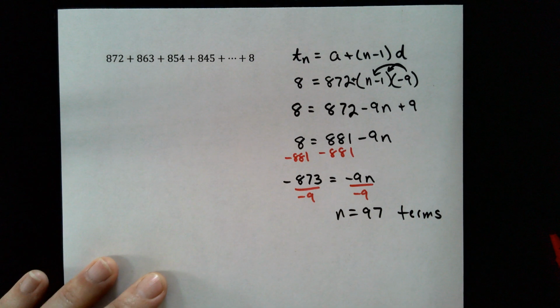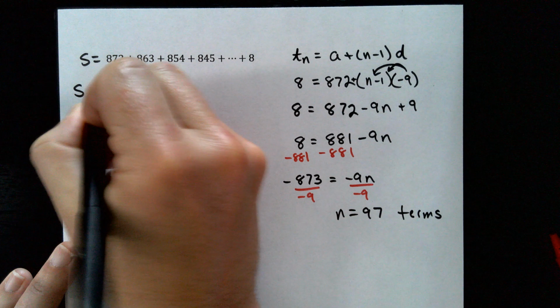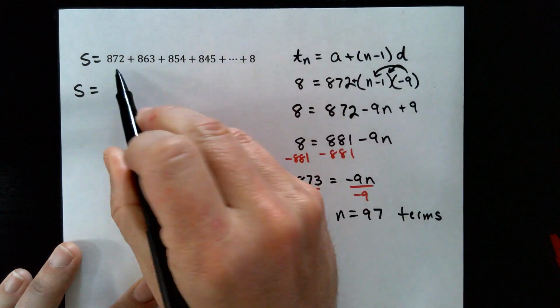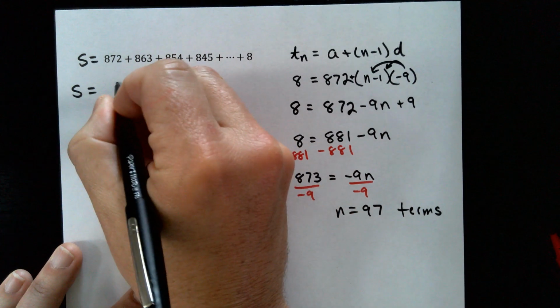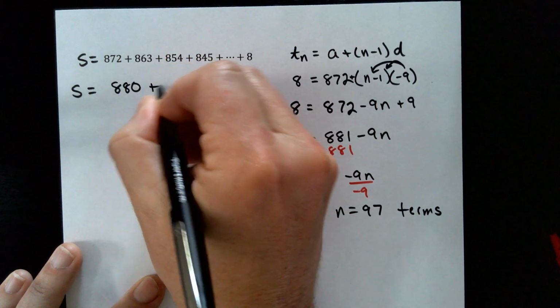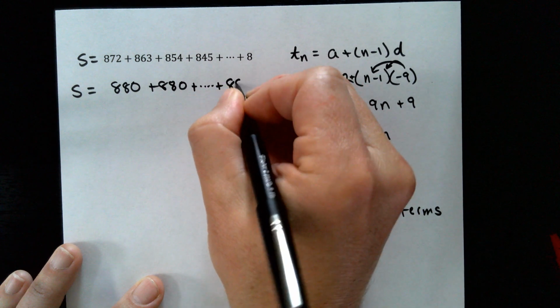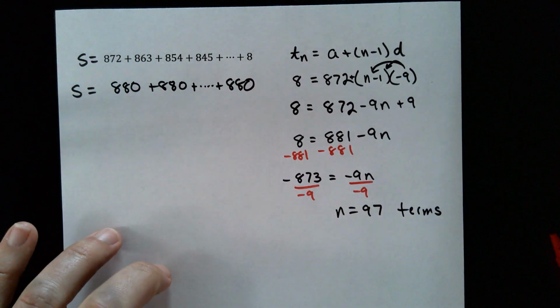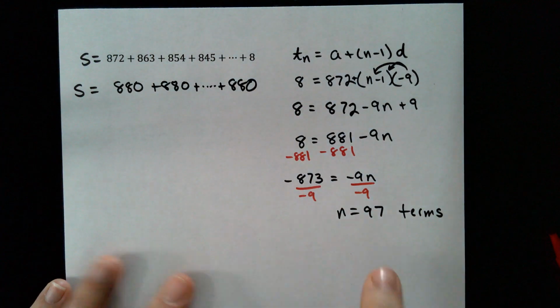Okay, so now we label this as S, and we pair them off. So what would the pairs be? Here's the first and last term. Add those together, you get 880. So that's going to be our pairs: 880 plus 880 plus dot dot dot plus 880. How many terms does this have? It has the same number as this, which is 97.